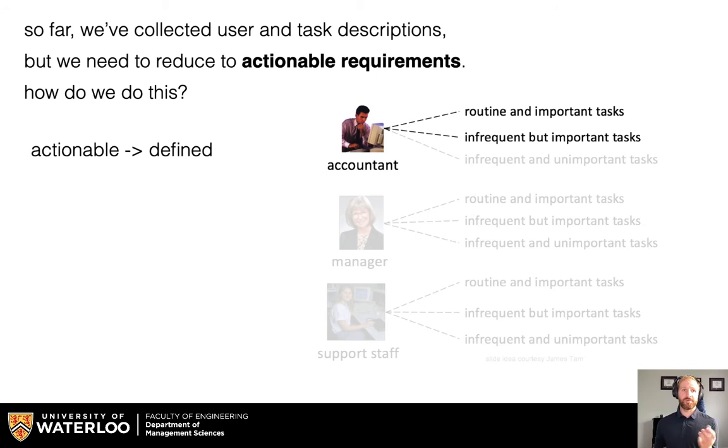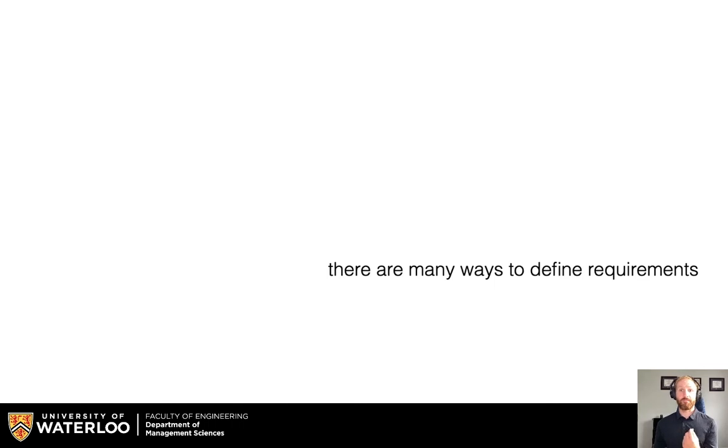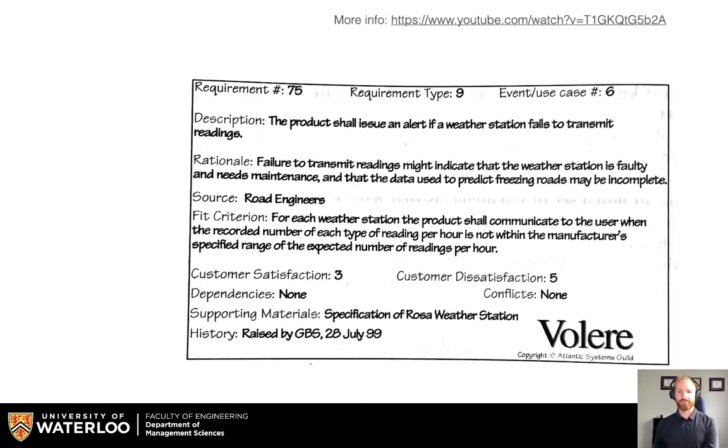When we say actionable, it needs to be defined, it has to be clear, it has to be organized, and it has to be specific. There are many ways to define requirements, but let's look at 2 as examples. You've probably seen this before. This is a Volere system, and you can watch a YouTube video to follow up on more information.